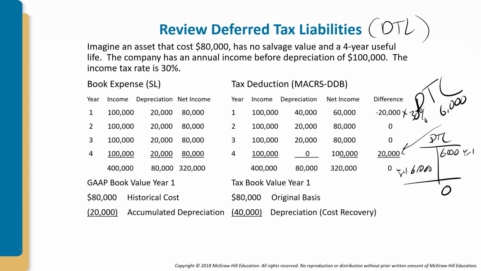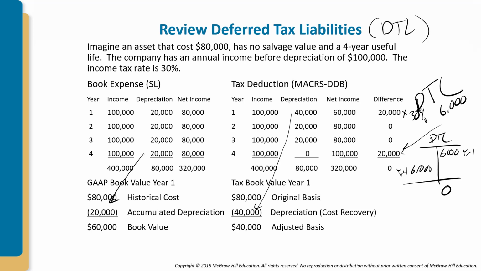You can see that up here, right? This $20,000 is going down to there, and this $40,000 is coming from here. Okay, so we look at our book value and our tax value, and sure enough, our book value and our adjusted basis, right? That's what we call tax book value, adjusted basis.